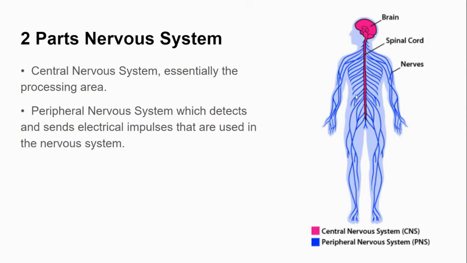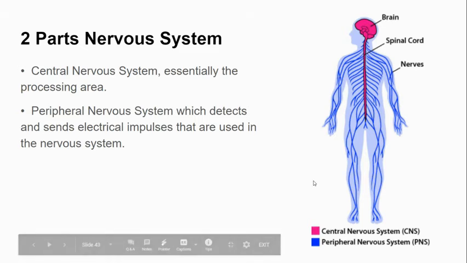So there are two parts of the nervous system. There's the central nervous system, which is this pink area here. It's the brain and the spinal cord. And then there's the peripheral nervous system, which detects and sends the electrical impulses used in the nervous system. So here's the central nervous system that gets all the information, and then it sends it out, all these nerves, to everywhere else on your body, and that's the peripheral nervous system.